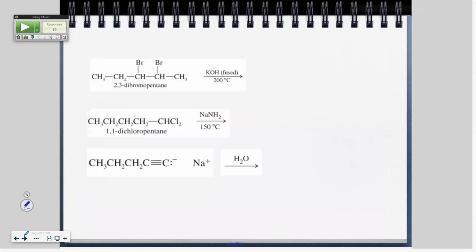Now look at this one. They use KOH, and you see in parentheses it says to use it at a really high temperature. It's weird stuff I've never used. Okay, so what am I going to make? I'm going to make a triple bond, but where? You got 5 carbons to pick from. The carbons with the bromines on them.